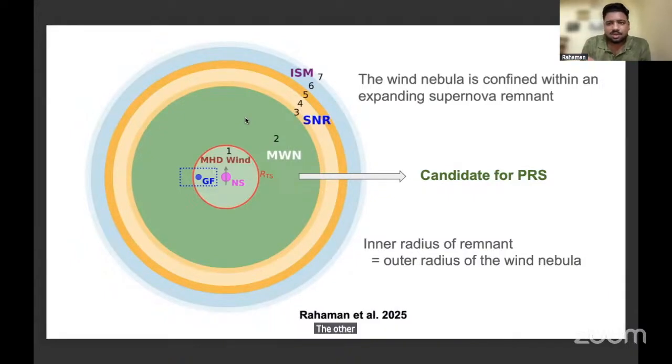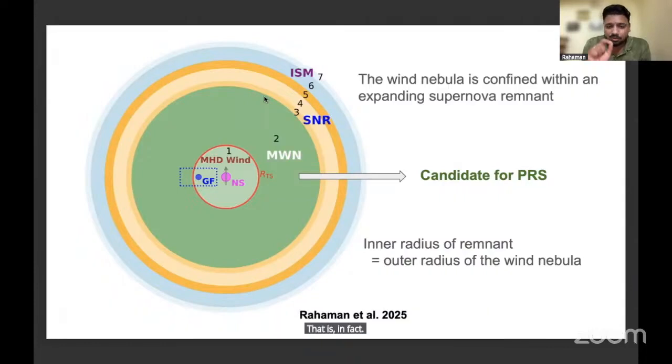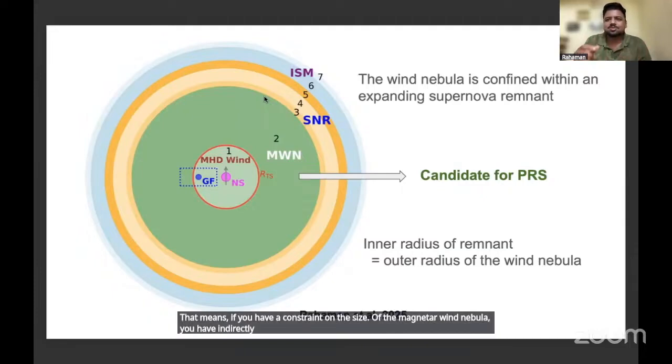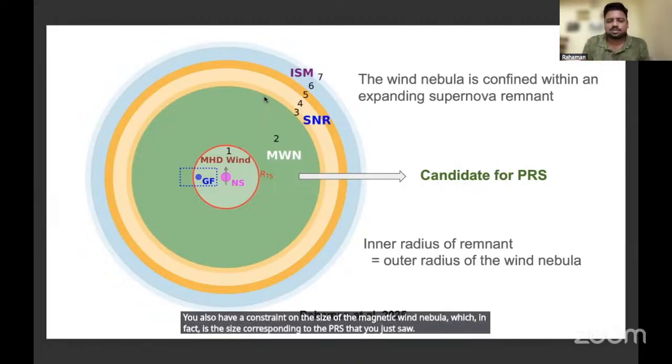The other thing that you can immediately see from this schematic is that the outer radius of the magnetar wind nebula is in fact equal to the inner radius of the supernova remnant. That means if you have a constraint on the size of the magnetar wind nebula, you have indirectly a constraint on the size of the supernova remnant itself. In fact, we can flip this around and say if you have a size constraint of the supernova remnant in any kind of progenitor model, you also have a constraint on the size of the magnetar wind nebula, which is the size corresponding to the PRS that you just saw in the observations.